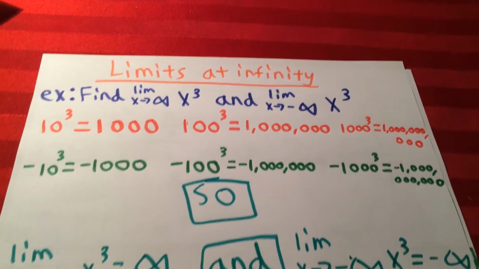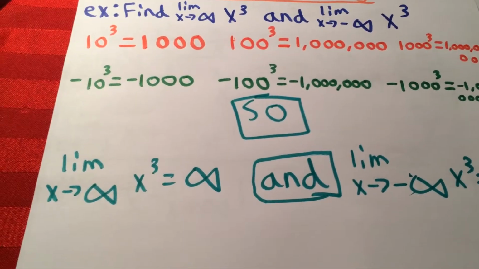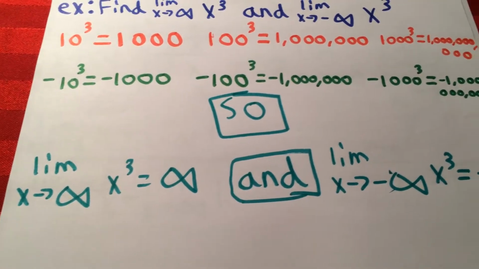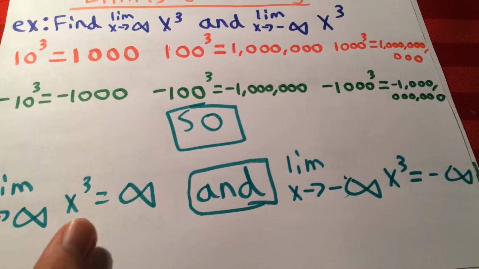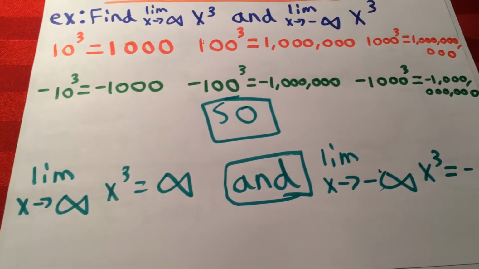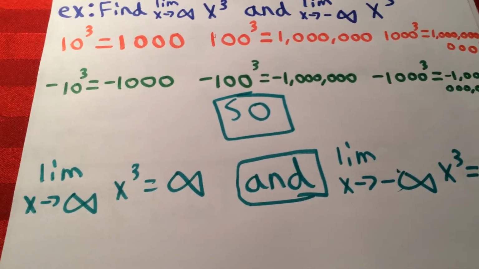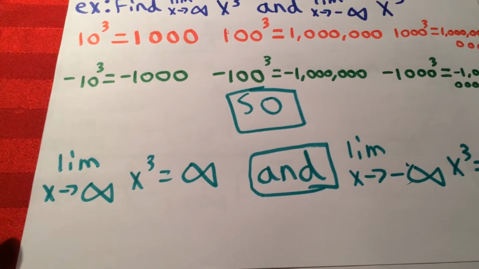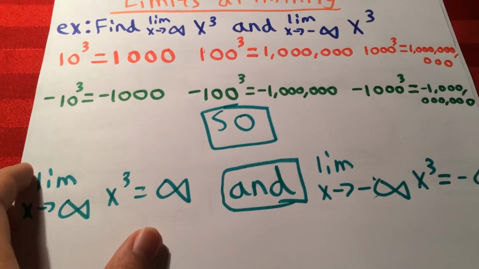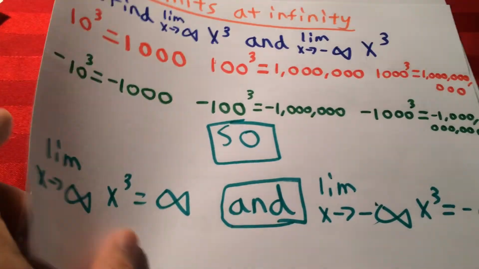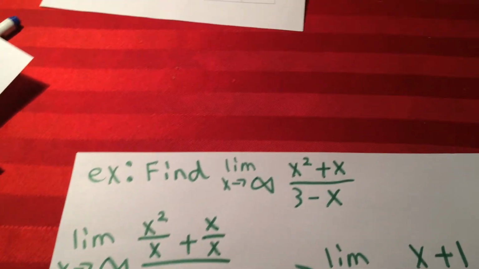So based on that conclusion, the limit as x approaches infinity of x cubed equals infinity, and the limit as x approaches negative infinity of x cubed equals negative infinity, because no matter what number you put in for x, it will always be greater in size than the original number you put in because you're cubing it, and it will always approach infinity. So here is an example.